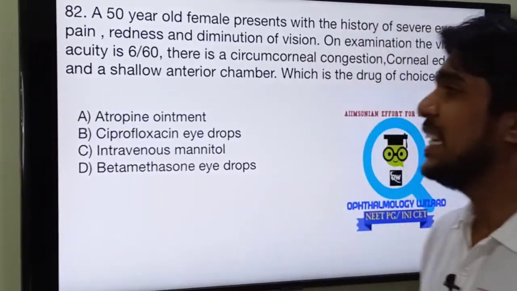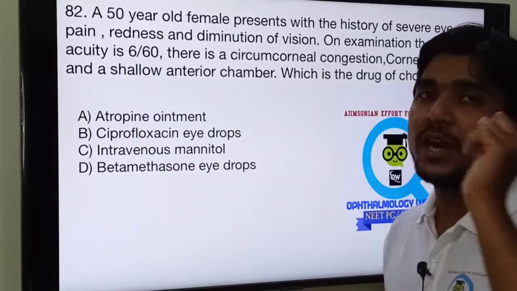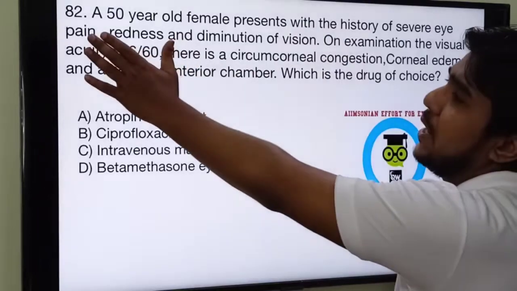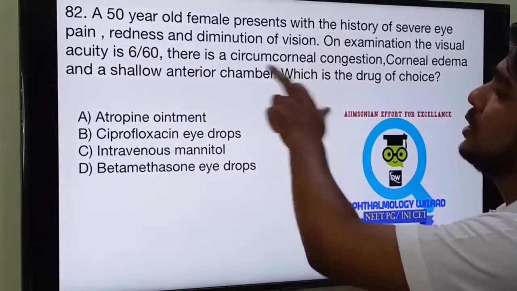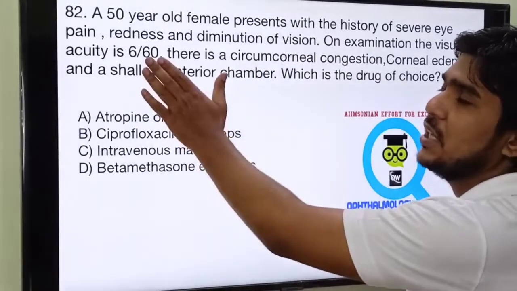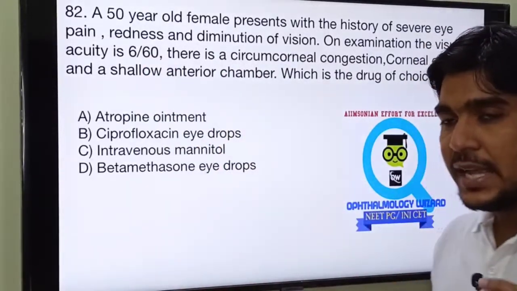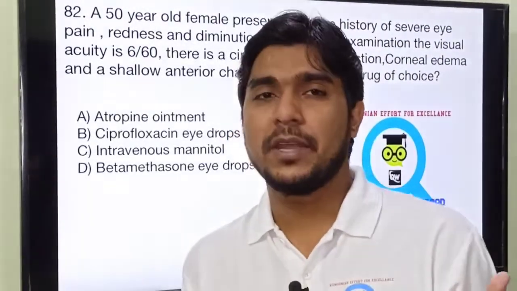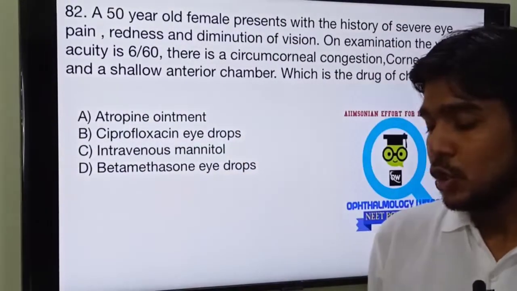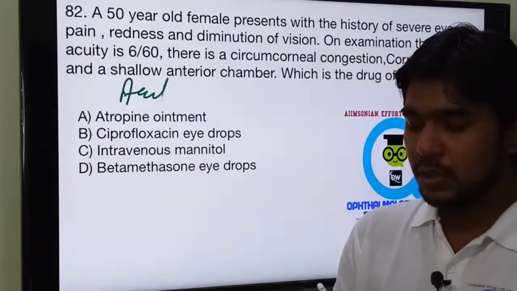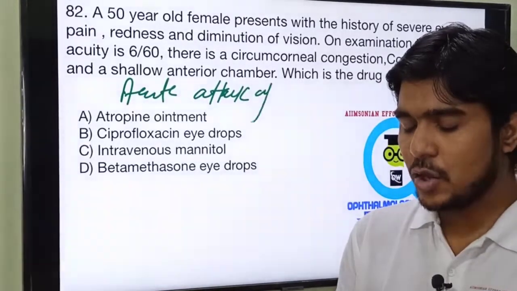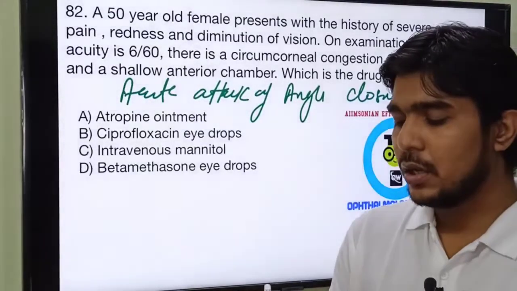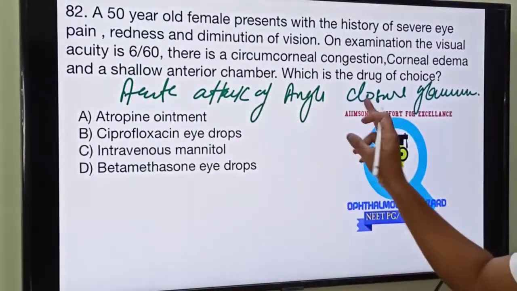Why and how? See, a shallow anterior chamber indicates angle closure. And it is acute because there is very high pain, with congestion and the vision is also deteriorating. So it is something acute. Because IOP is high, there is very severe pain. So this is the condition of an acute attack of angle closure glaucoma.